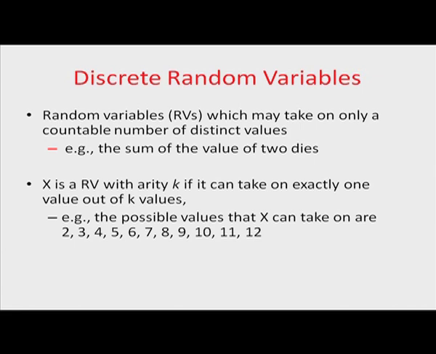So, random variables may take on only a countable number of distinct values. For example, the sum of the values of 2 dice, as I had said. We say that X is a random variable. It's a convention to denote a random variable by a capital letter. X is a random variable with arity k if it can take on exactly 1 out of k values. For example, associated with the random variable, the sum of the values of 2 dice, the possible outcomes are 2, 3, 4, 5, 6, 7, 8, 9, 10, 11, 12.